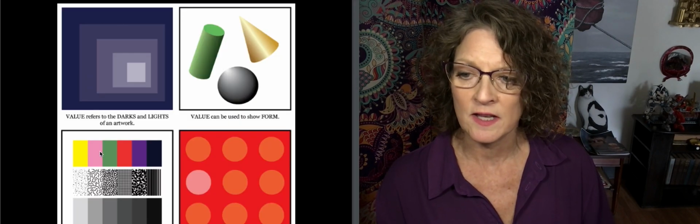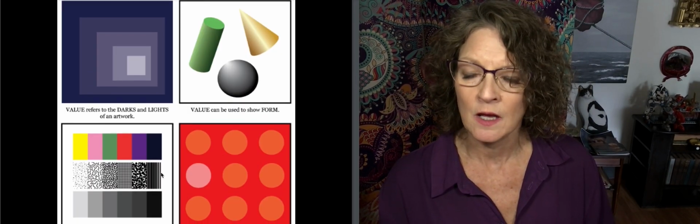In this painting, we see light values on the facial features and then dark values on the hair. And also you can see that value is being used to create texture, such as in the hair. So let's just look at a few more examples.